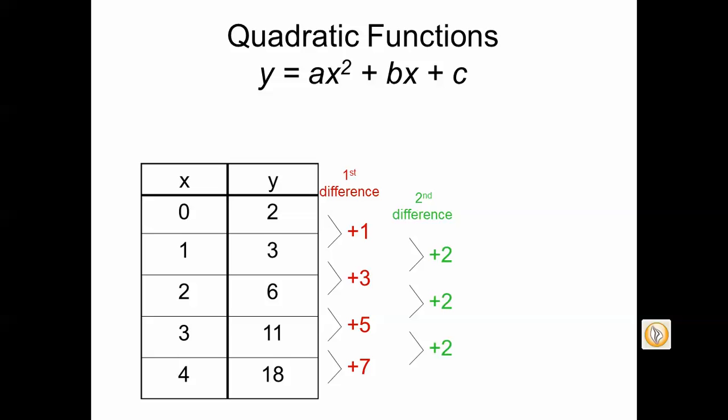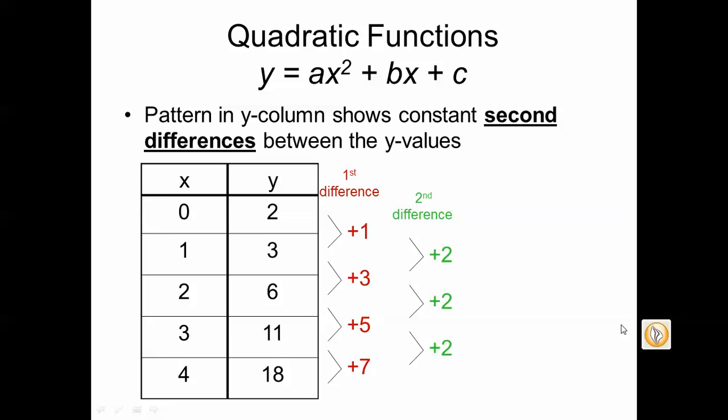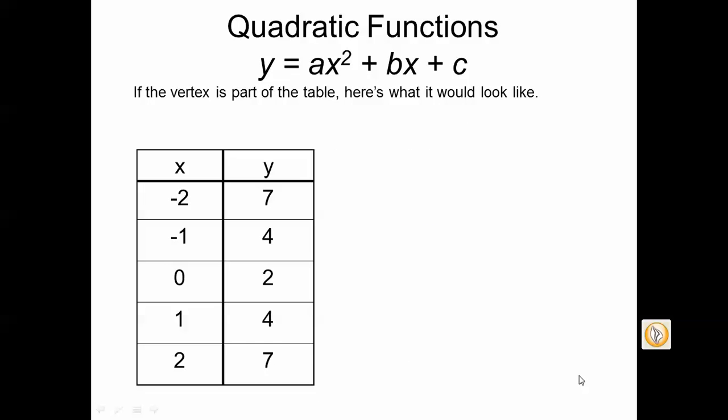Now, think about this for a second. In a quadratic equation, what is the highest exponent? Squared. It's a 2. Our common difference is the same in the second difference. It won't necessarily always be 2 here. It just happened to be. But the second difference is a 2. So this would be a quadratic. It says the pattern in the y column shows a common second difference between the y values. We weren't adding the same value every time in the first difference, but the second difference we were. We were adding 2.